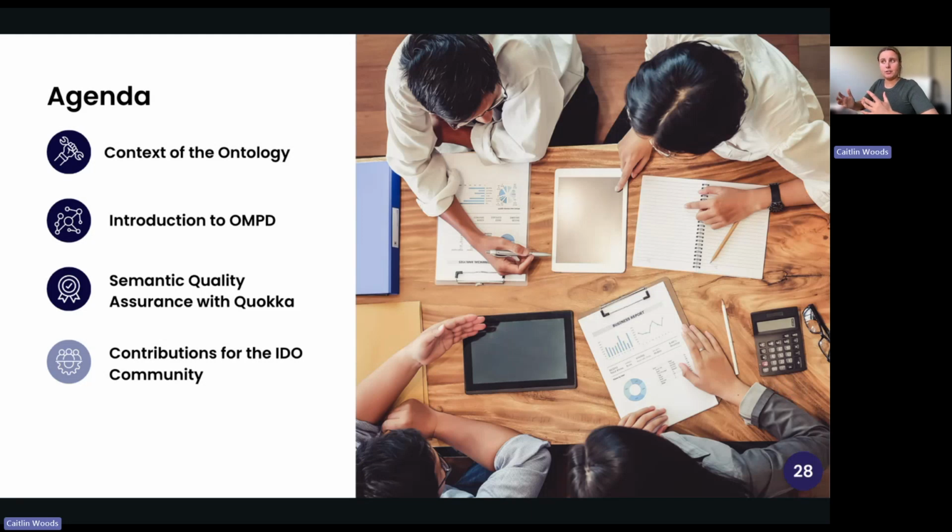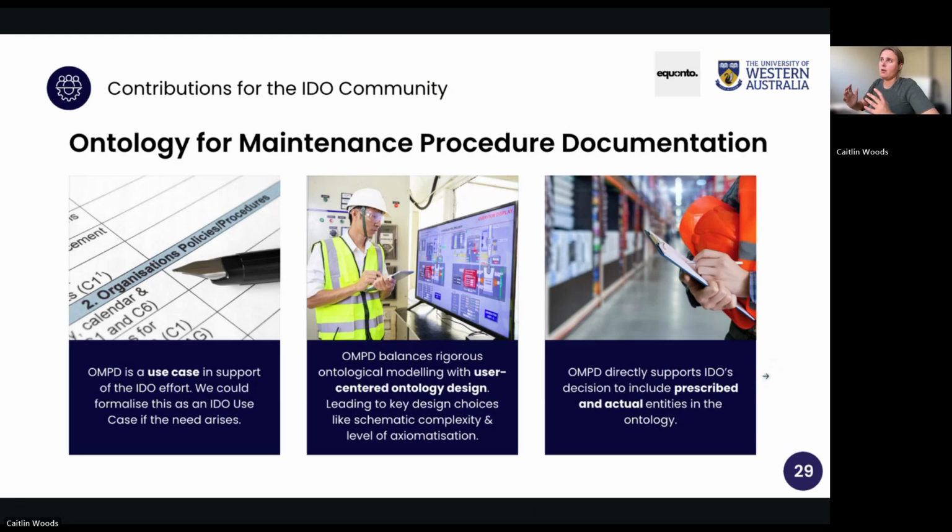All right, so we've now shown the ontology for maintenance procedure documentation, and we've also shown a semantic quality assurance pipeline for this documentation as a demonstration of how this ontology can be used in practice. But what does this mean for the industrial data ontology community? So the ontology itself is a use case in support of the industrial data ontology effort. While there's not a formal IDO use case at this time, we have some interest in formalizing it if the need arises.